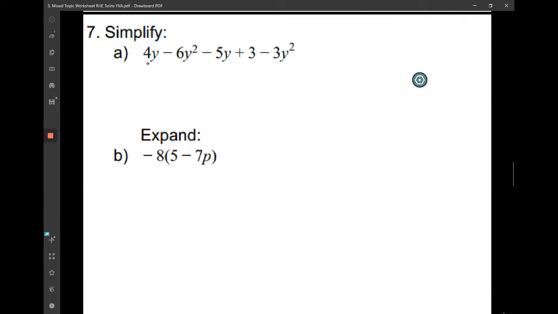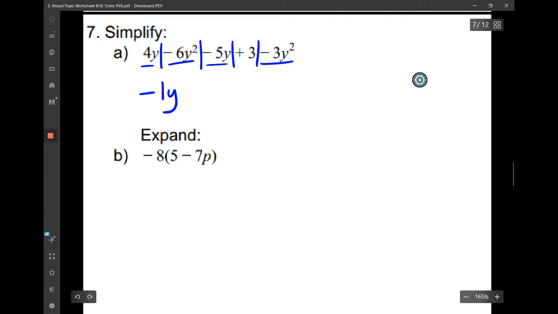Okay, question 7, simplify. So you look at the terms, you put lines before the signs, and then you can figure out what goes together. So 4y and negative 5y. So 4y, take away 5y is negative 1y. And then you have negative 6y squared, take away 3y squared. That's going to be negative 9y squared. And then you just have a plus 3.